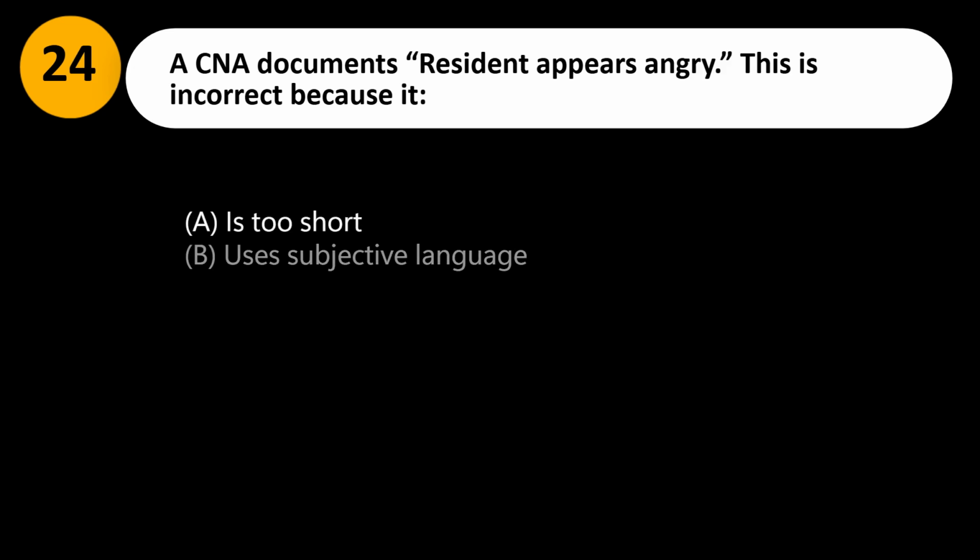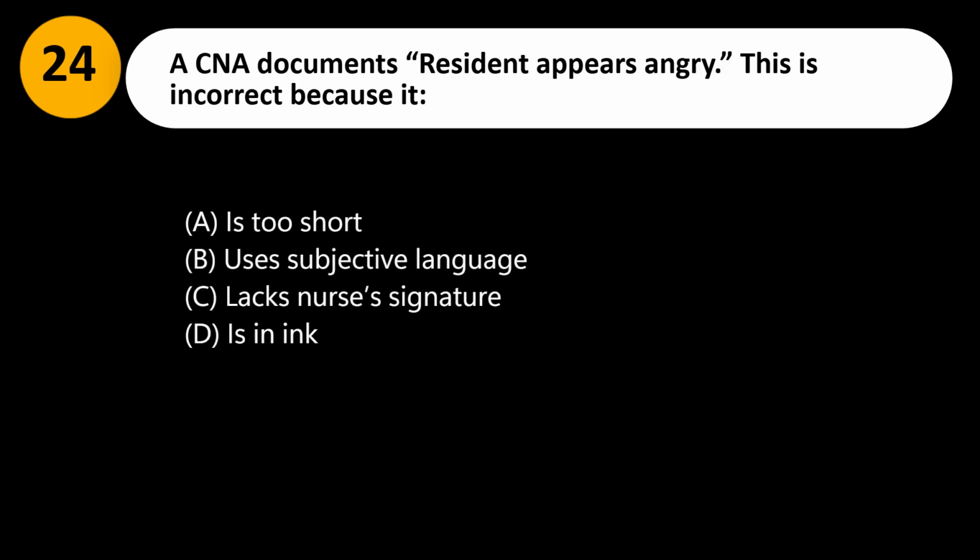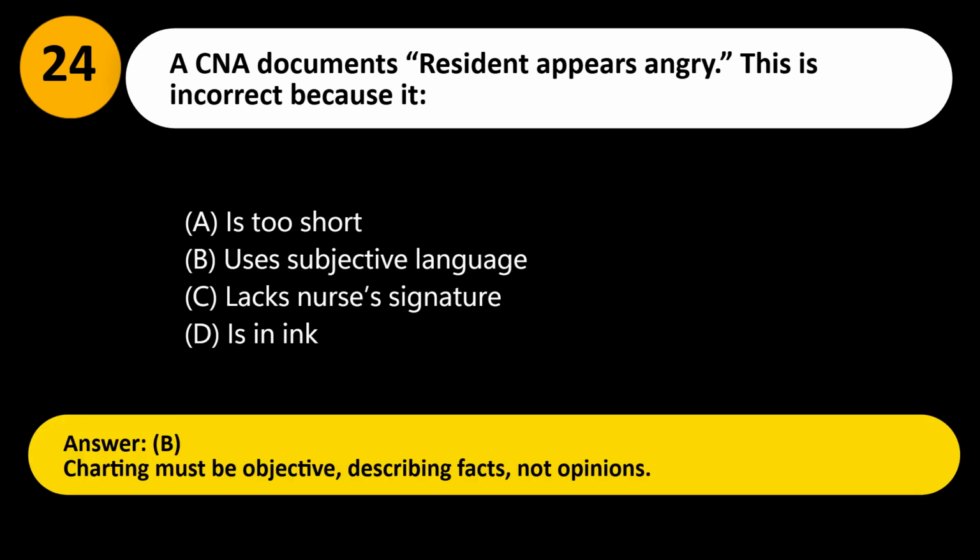A CNA documents "resident appears angry." This is incorrect because it: A. Is too short. B. Uses subjective language. C. Lacks nurse's signature. D. Is in ink. Answer, B. Charting must be objective, describing facts, not opinions.